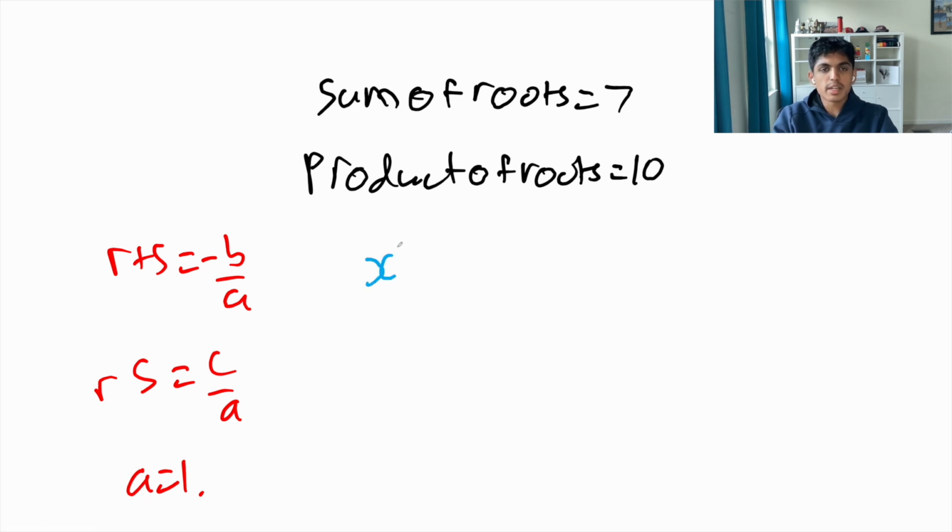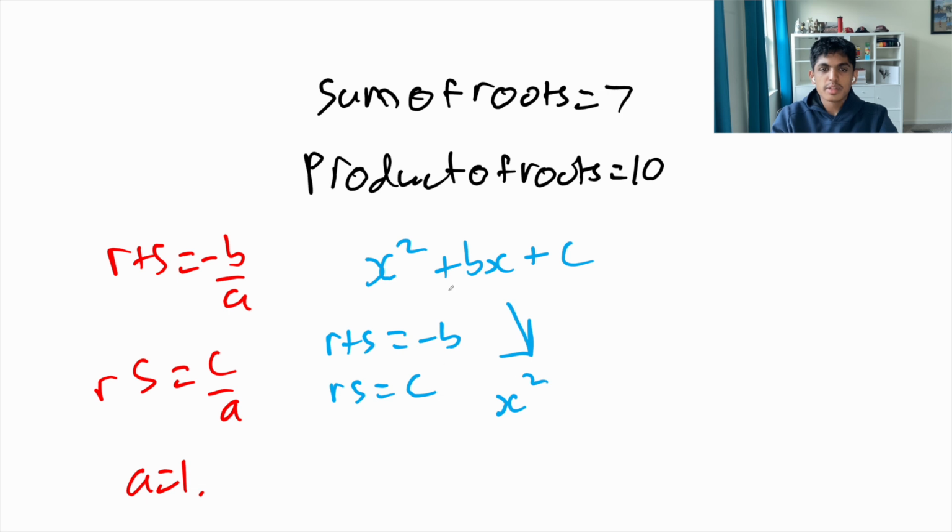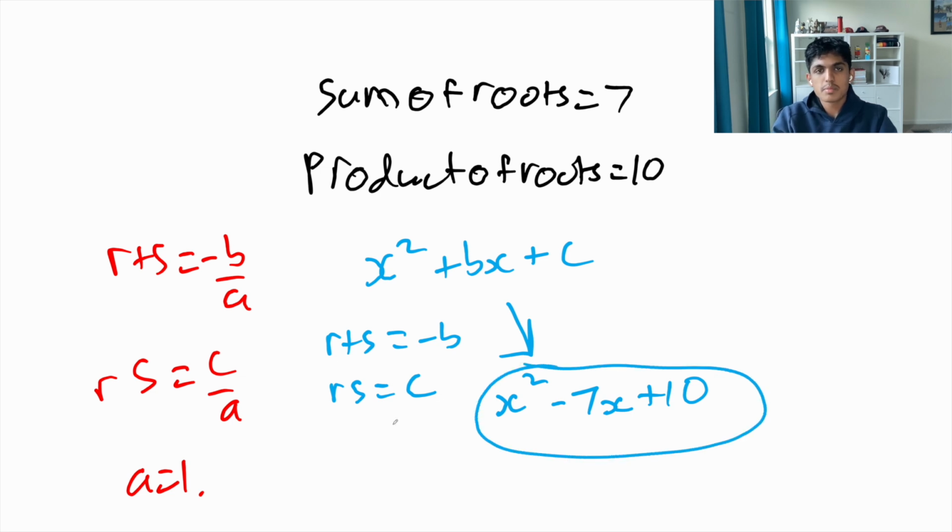And so for that, I'm going to have x squared plus bx plus c. Now r plus s is equal to negative b, and rs is equal to c because we set a equal to 1. So now our quadratic is just going to be x squared, and since the sum of the roots is 7, that means b is going to be minus 7, and the product of the roots is 10, so c is just going to be 10. All right, pretty simple, right?